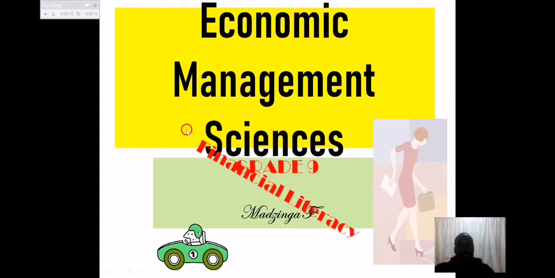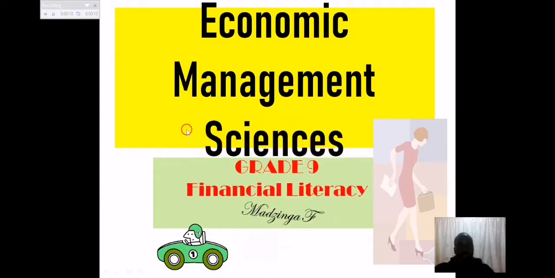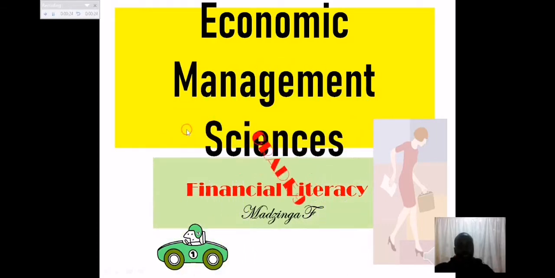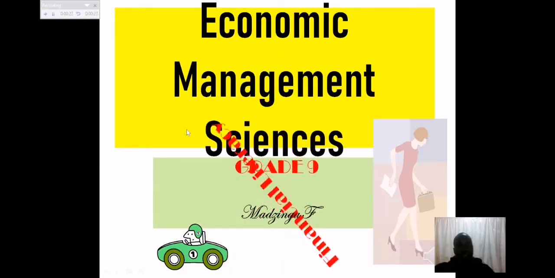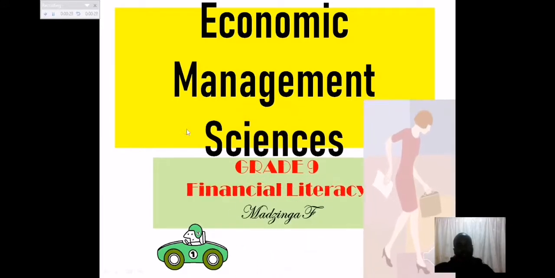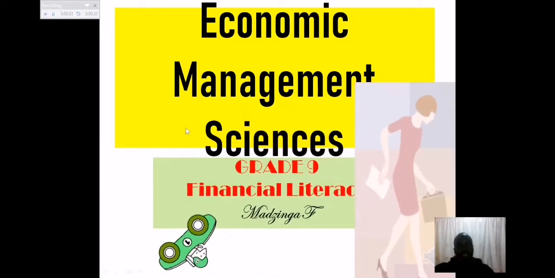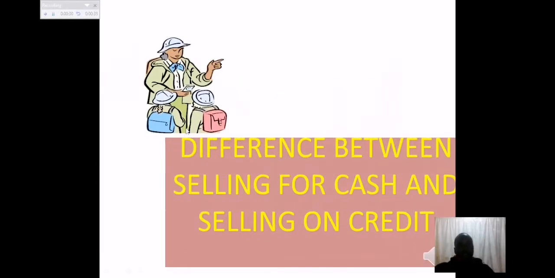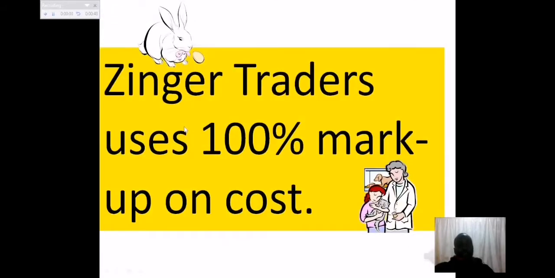We want to concentrate in this short clip on the transactions that involve sales and see how these two transactions, cash and credit, are going to be recorded in our records. So basically we want to look at the difference between selling for cash and selling on credit. And we will start with the cash sales.